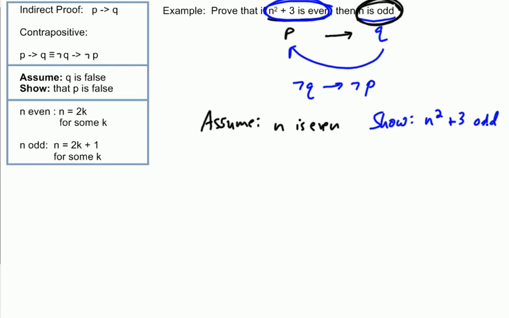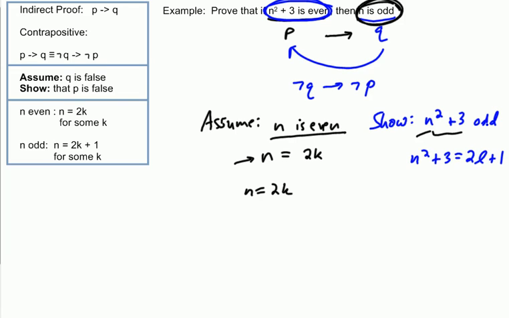So we start our proof. Again, once we rework our assumption and our objective to prove, we go about this like a direct proof. So n is even means n equals 2k, and now we're going to show that n squared plus 3 is odd. That means we want to show that n squared plus 3 equals 2 times some L plus 1. So again, we start with n equals 2k. We move to construct n squared plus 3. That would be the quantity 2k squared plus 3, which algebraically is 4k squared plus 3.